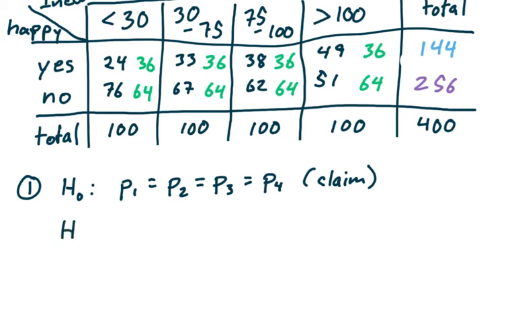Keep in mind, a lot of the time, the alternative hypothesis is usually the claim. In this case, it is not the claim. All right, and the alternative to them all being equal is at least one of them is different. So I'll just say at least one differs from the others.